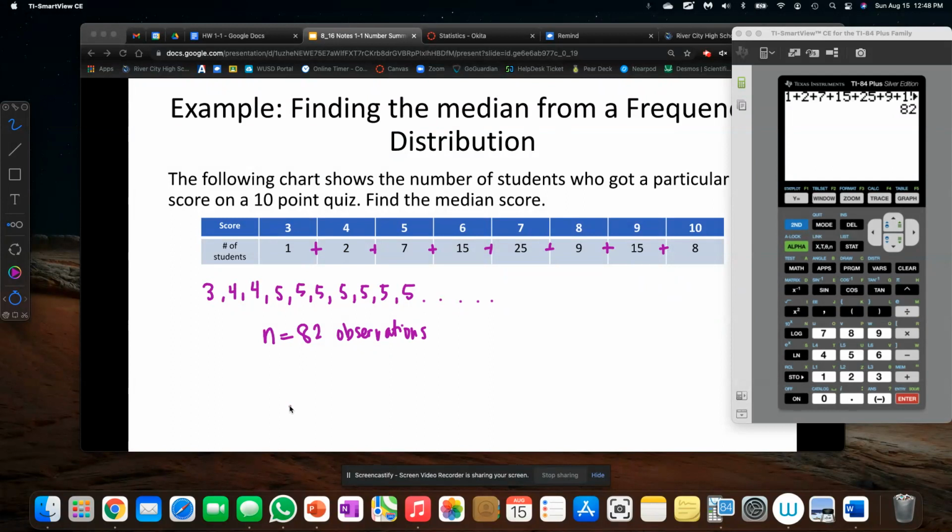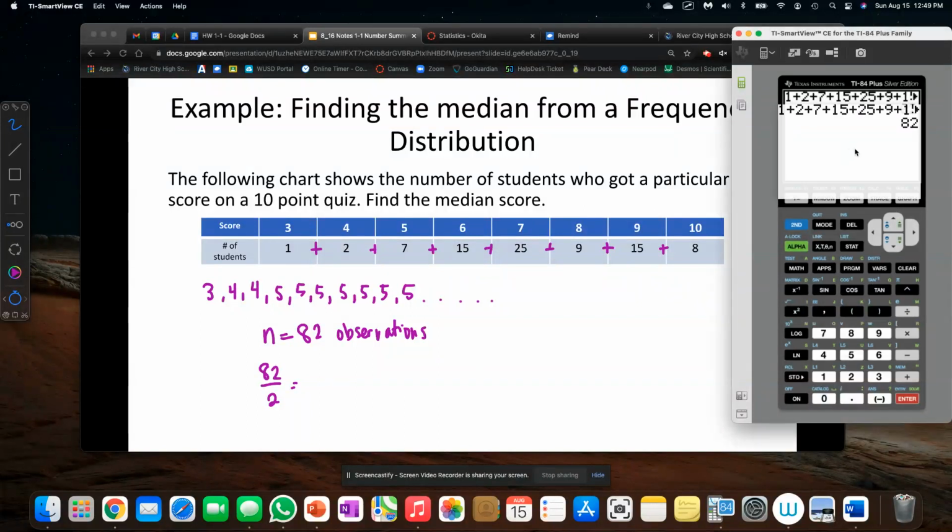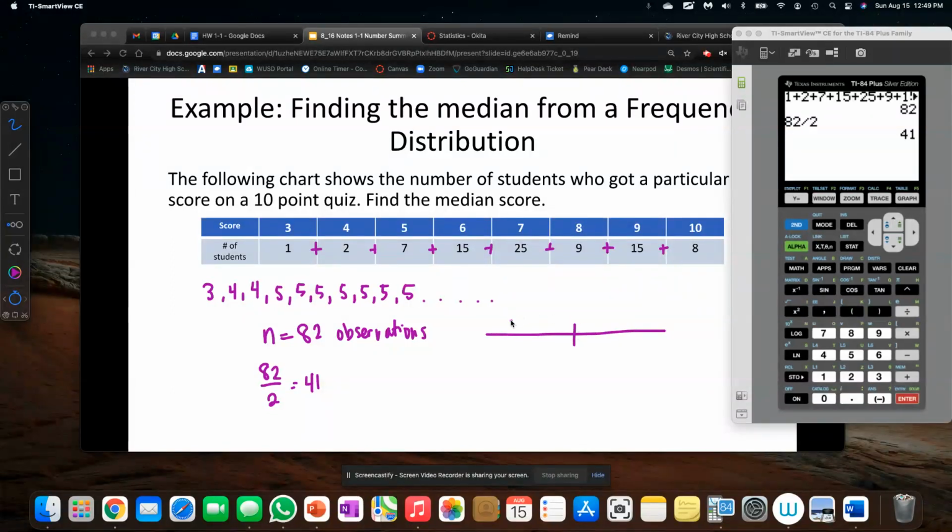And if the median is the middle number, we need to find the middle of 82. So now I'm going to do 82 divided by 2, which is 41. That means if we were to list out all of our data, 41 observations would be here, 41 observations would be here. So the middle is going to be between the 41st and the 42nd observation.